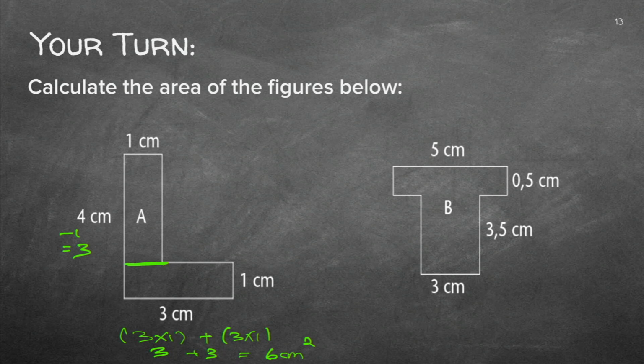Okay, and the other one, I think there's like one obvious way to divide this, right? To do it like that. And that's easy then, because we've got 5 times 0.5 plus 3 times 3.5. And this will give us 2.5 plus 10.5. It is 13 centimeter square.